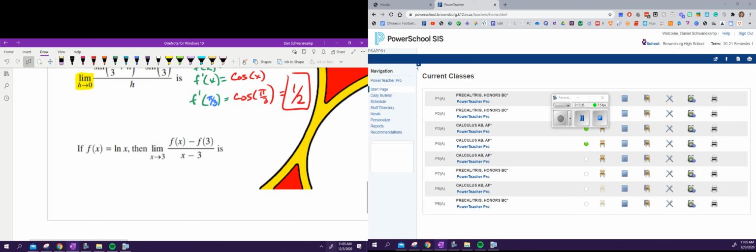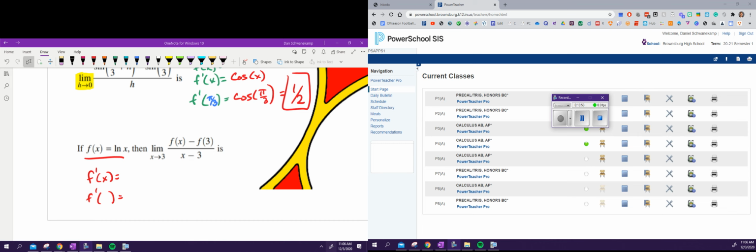Try the second one here. Same idea. They already identified the function for you. F of x is that. You're finding f prime of x, and you're finding f prime at whatever your x value is. Go. We got to identify the function. All right, cool. It's natural log x.